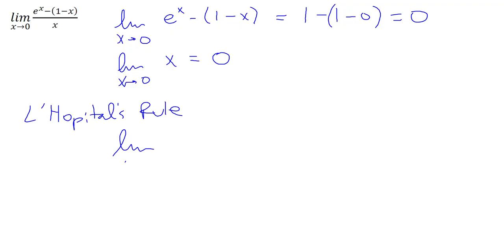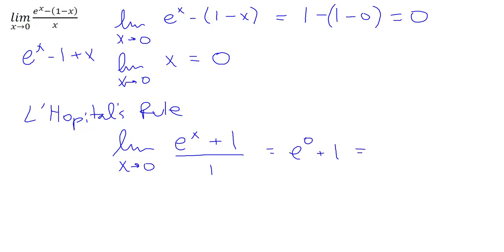to turn this into a limit as x approaches 0 of the derivative of e to the x, which is e to the x. If I distribute that in the numerator there, it's e to the x minus 1 plus x, right? So the derivative of the minus 1 is 0, and the derivative of the plus x is just plus 1. And then in the denominator, we've now got a 1, because the derivative of x is 1. We'll just evaluate this. E to the 0 plus 1. E to the 0 is 1, so 1 plus 1 gives us 2.